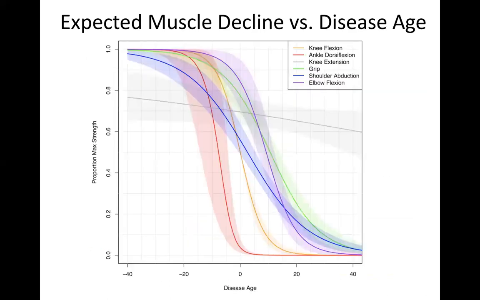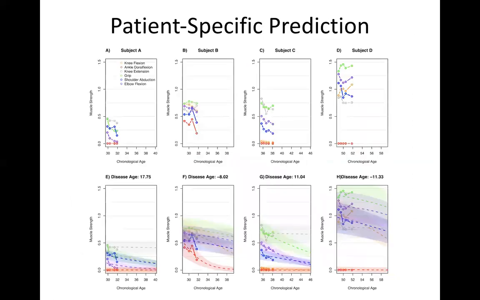So then we can put all of these muscles on top of each other and finally create the picture that was our goal from the beginning, to see and understand how these muscles decline relative to one another, as well as the variability around those declines. We're also able to take each of the subjects from our natural history study and predict the decline that will occur over the next, say, 10 years.